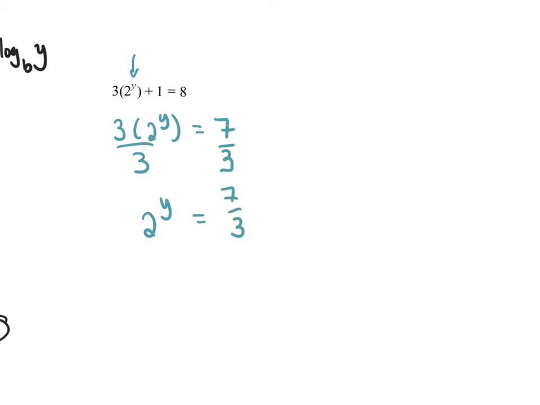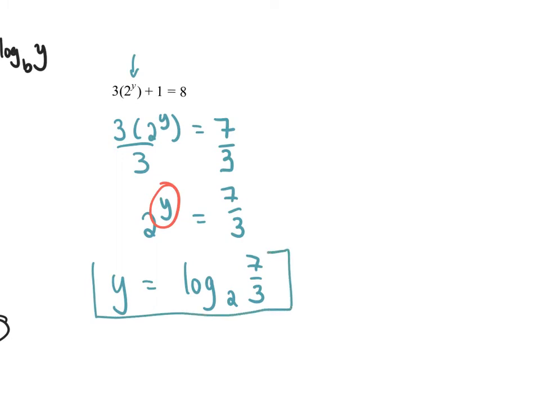So now what I'll do is I'll go ahead and put it in log form. So remember, the exponent goes by itself. So y equals log base 2 of 7/3. And again, that is a fine answer. If you wanted to figure out what it is, you can put it in Desmos, and I get 1.222 repeating, so we'll just say y is about 1.22.